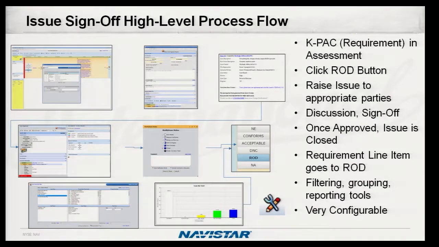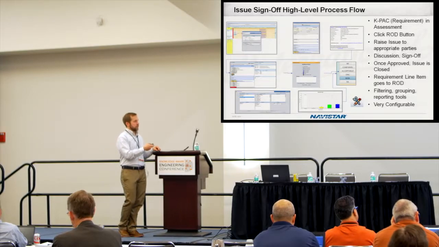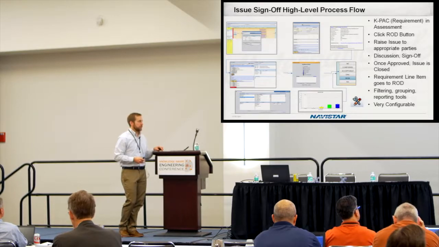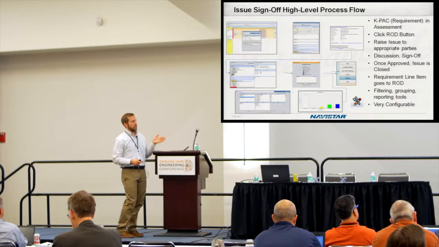Raise the issue. In training, we have maps on how to tell people who the right people are to put on it. Your chief engineer, the guy you're affecting, who wrote the requirement, right? Loop in the right people so we can make a good decision. That then keys into this basically voting decision, formal approval flow that you see at the left-hand side there on top of that particular issue. Issue gets closed. That KPAC line item goes into a different color state, like an ROD state.